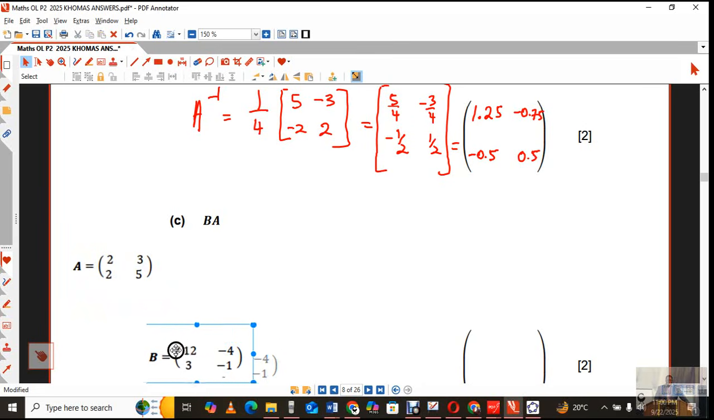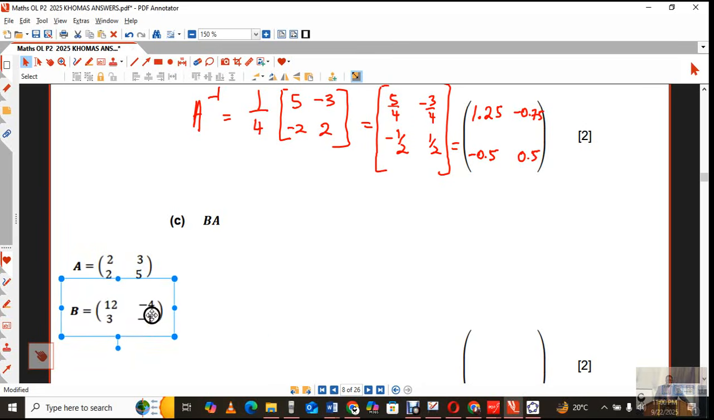So what's going to happen is we are going to multiply these two matrices together. Both of them are 2 by 2 matrices, 2 rows, 2 columns, okay? So we expect a 2 by 2 matrix as an answer. So we take matrix B and we're going to multiply matrix B with matrix A, okay?